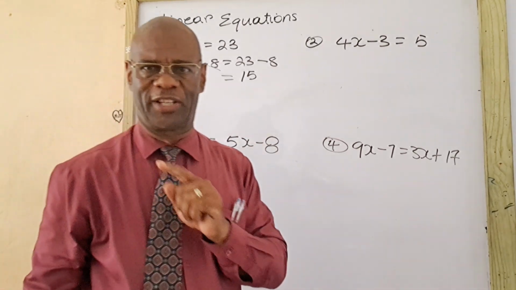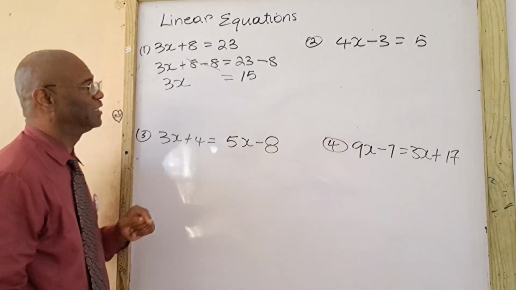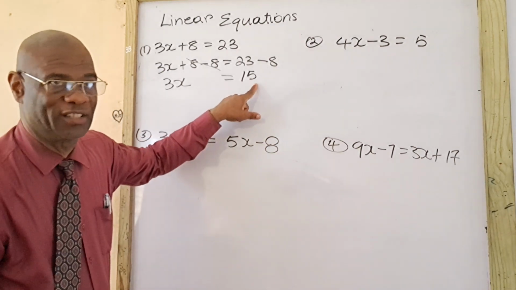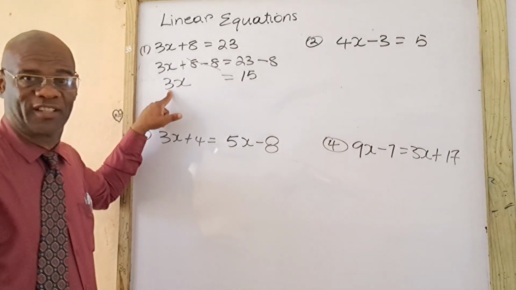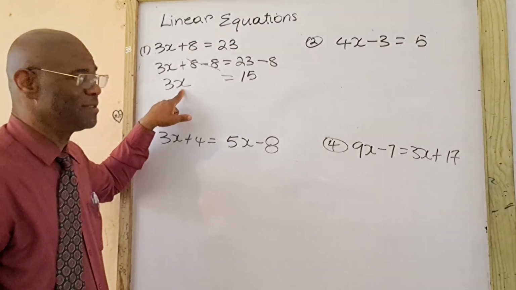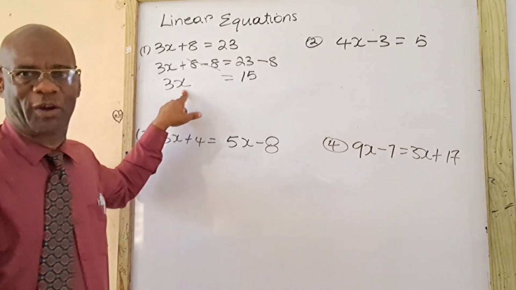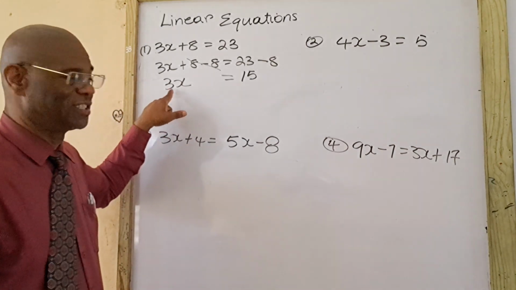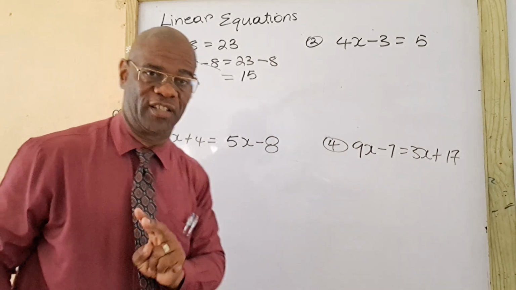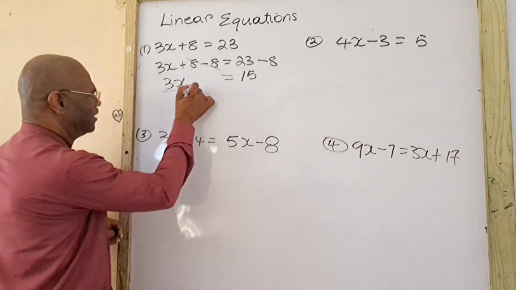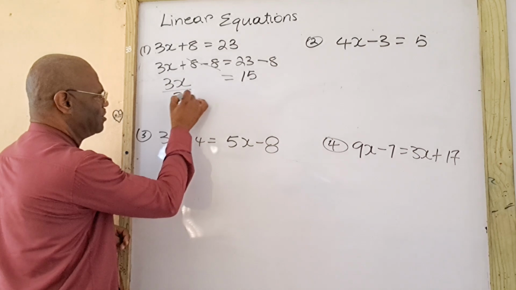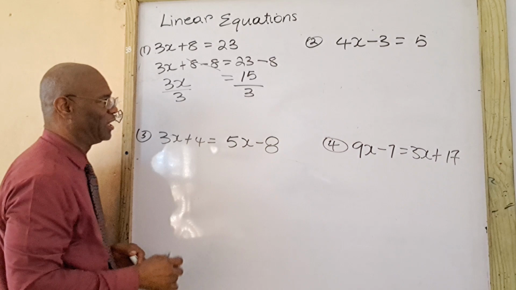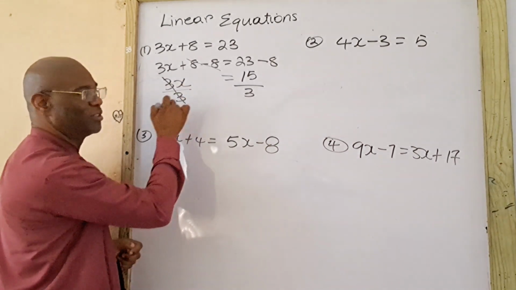In order to find what that number is, we must get rid of this 3. This is saying 3 times the number, so we are going to perform its opposite operation. The opposite operation for multiplication is division. So I'm going to divide 3x by 3, and I must do it to the other side, so I'm dividing 15 by 3 as well. So the 3s cancel. 3 divided by 3 is 1.